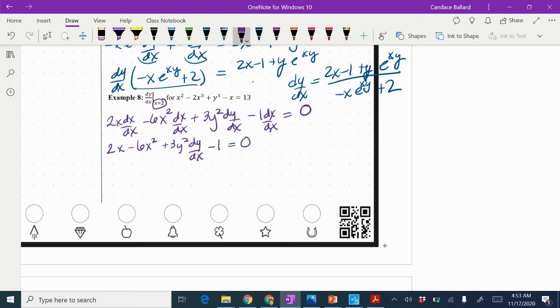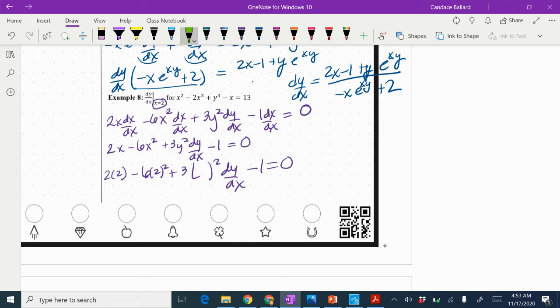So now I need to plug in my 2, and I have to solve for the dy/dx. So I'm going to do 2 times 2 minus 6 times 2 squared plus, we just ran into a problem. I need a y value. So I'm going to do that y value here in just a second. So I need something times y squared dy/dx minus 1 equals 0. All right, so off to the side here, I'm going to do that y value.